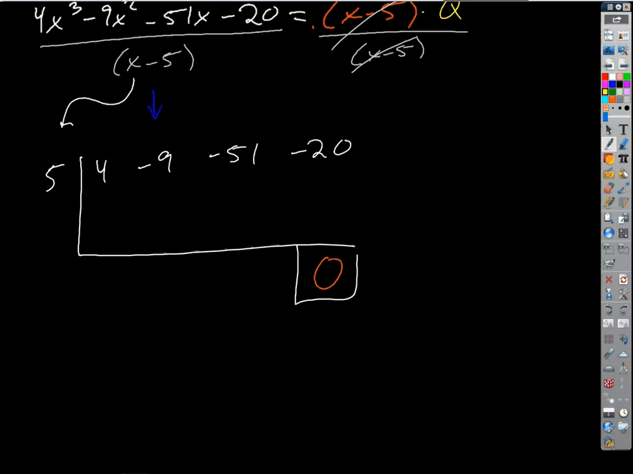What's that process again? Bring down the 4. Good, we bring down the 4, multiply by 5 and get 20.